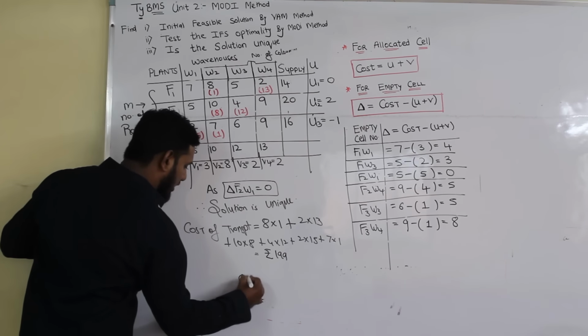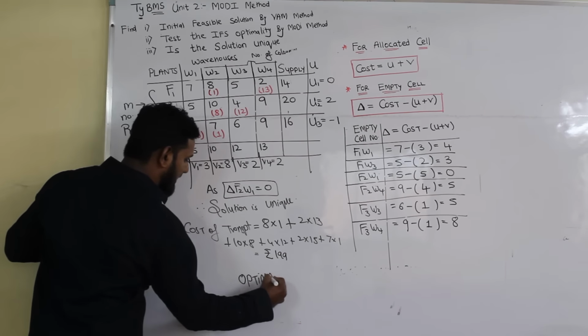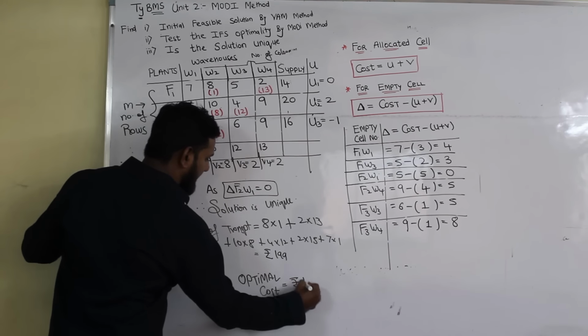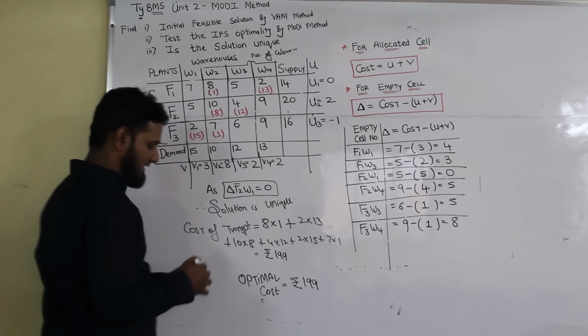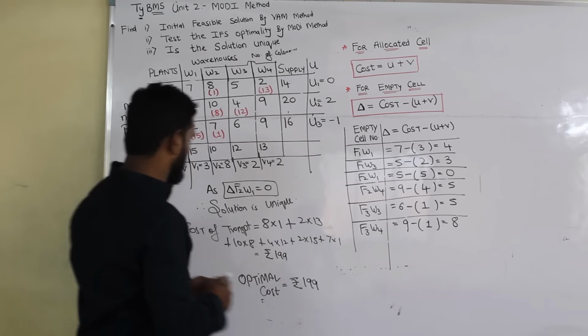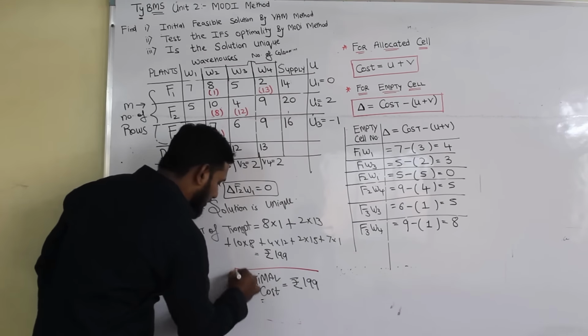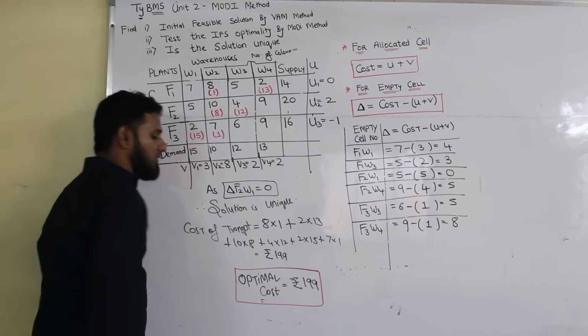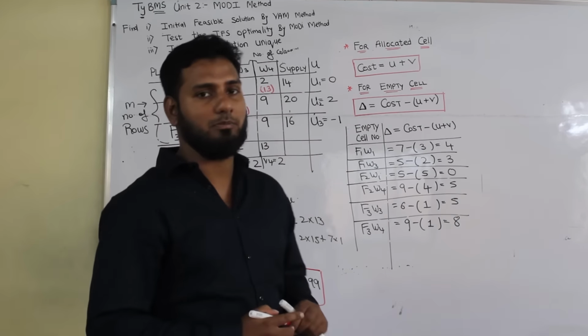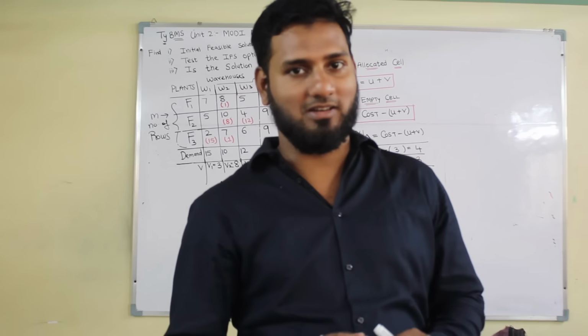So we will write optimal cost. Remember, in Modi method you will always write optimal cost is rupees 199. And as you know, we need to highlight our answer. So this will be optimal cost 199 and put inside a bracket. That is the answer for you, and that marks the end of the Modi method. Thank you everyone.